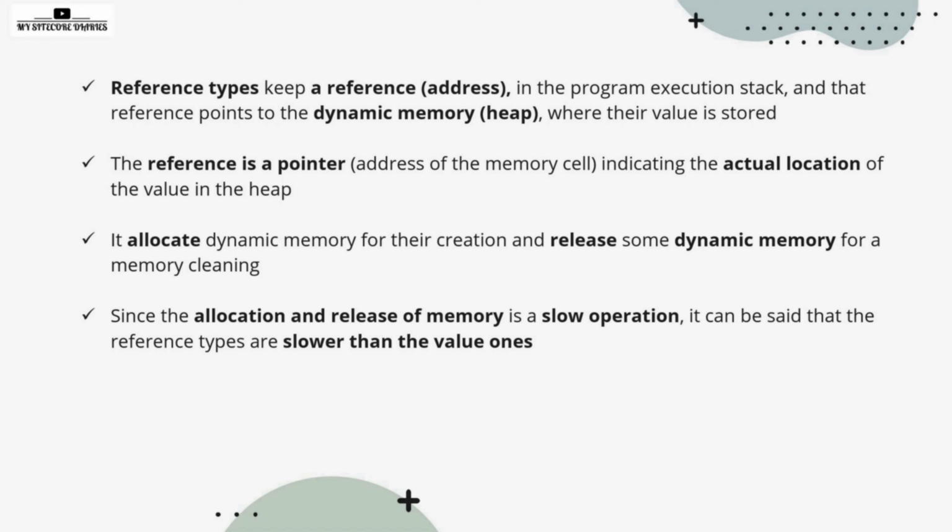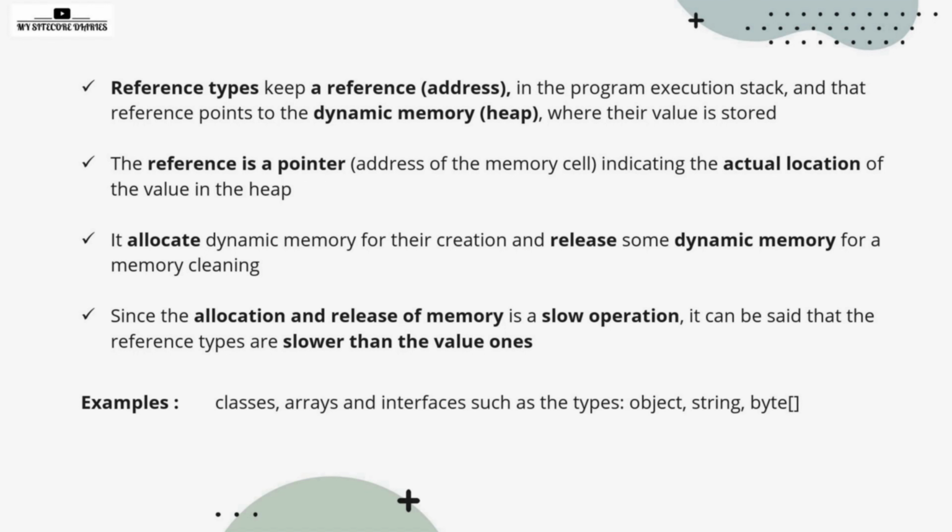Since the allocation and release of memory is a slow operation, and here you are allocating dynamic memory and also releasing memory, both are slow operations. So you can say that the reference type is slower than the value type. Examples of reference types are classes, arrays, and interfaces like objects and strings.